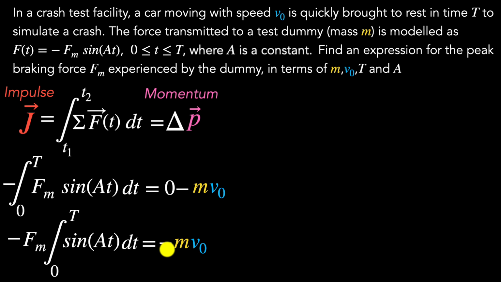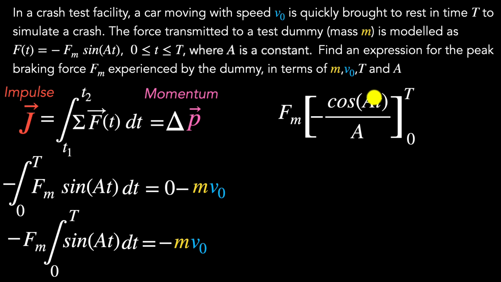The negative sign cancels. So we are left with, on the left-hand side, Fm times, what's the integral of sin(at) with respect to t? Well, that's going to be negative cos(at) divided by a. So I get negative cos(at) divided by a, and the bounds are 0 to capital T, and that equals m v0. And just to be clear, this minus and this minus sign canceled, so that's why I don't have those minus signs. And this negative sign comes because the integral of sine with respect to time is negative cosine. Okay, so that's where the negative sign comes from.